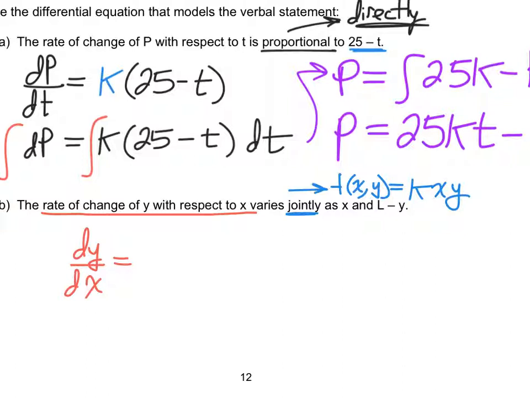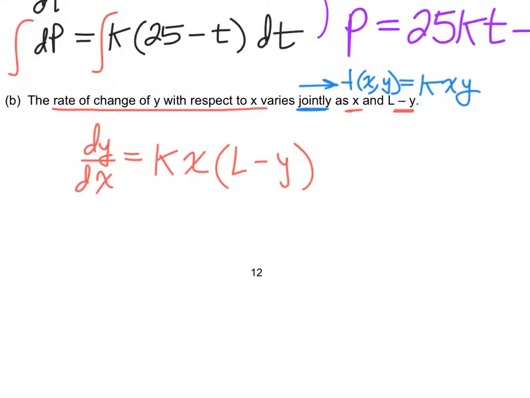So we're dealing with an x and an L minus y here, so our model is going to be k multiplied by those two factors. So kx times (L minus y). All we're doing is making our differential equation have the same form as one of the models above, depending on what the verbiage is.